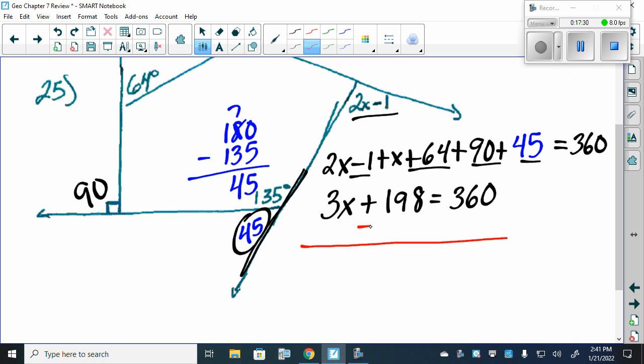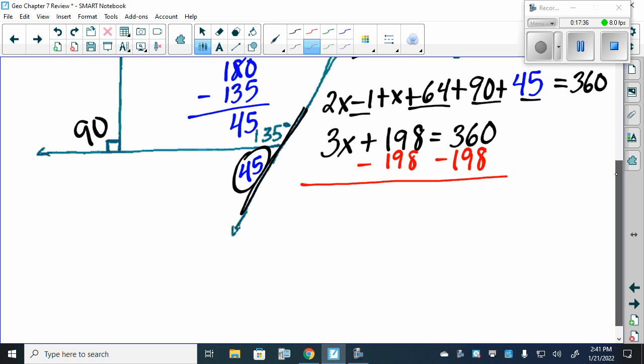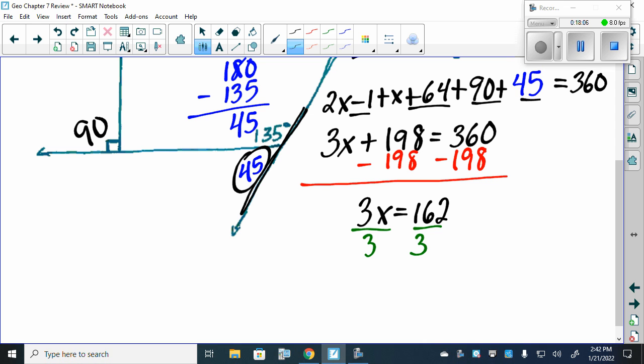Now at this point here, we can subtract 198 from 360, which will tell us that 3x is equal to 162. And last but not least, we would divide 162 by 3. And this time we do get a nice number.